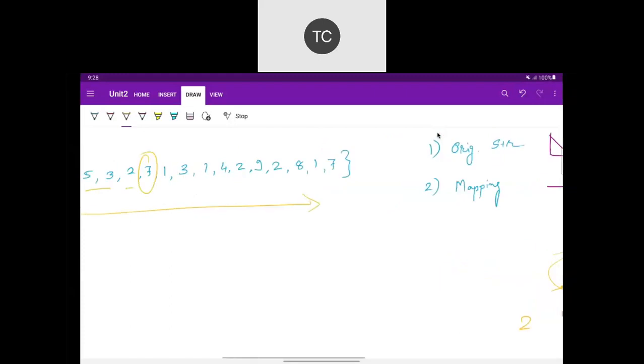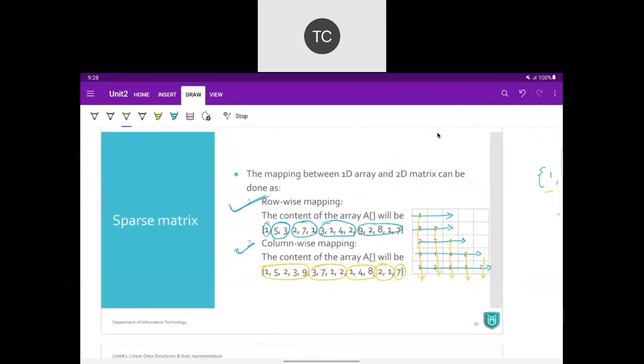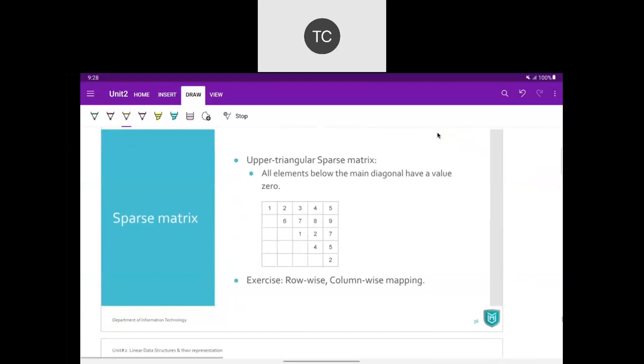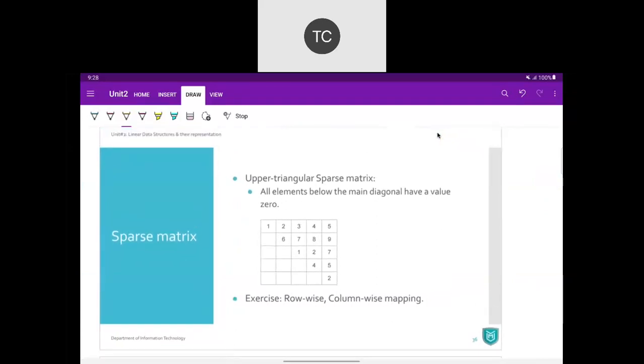Right. Now, so this is one example, lower triangular matrix, and we have seen 2 types of mapping: row wise mapping and a column wise mapping. Now what if I have upper triangular matrix? Try to quickly write down row wise and column wise mapping for this one. Go for it and quickly write row wise mapping and a column wise mapping for given array.